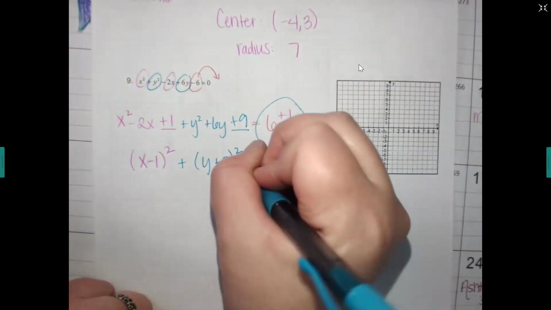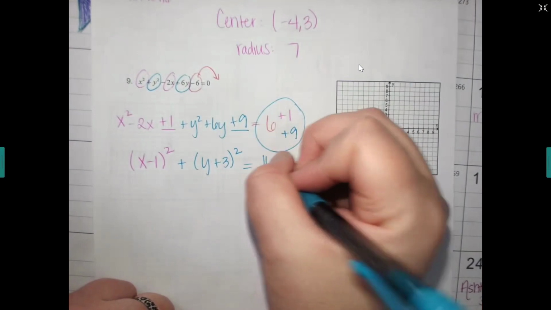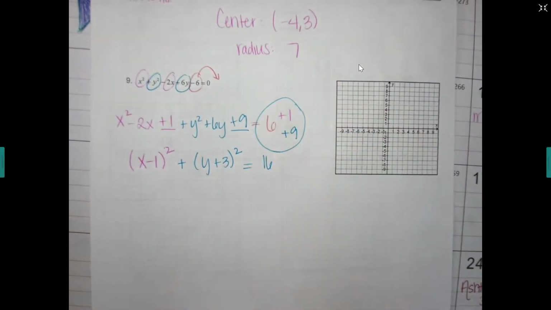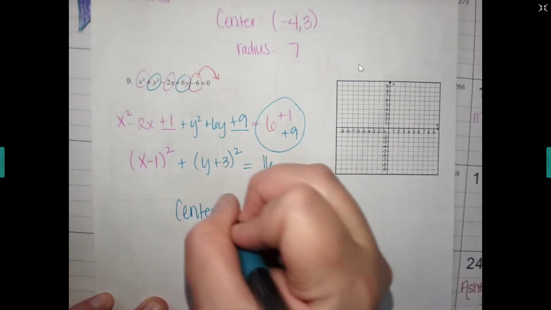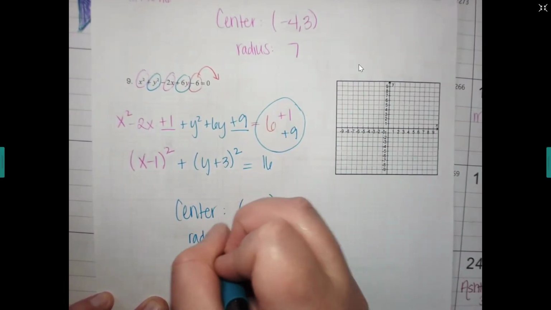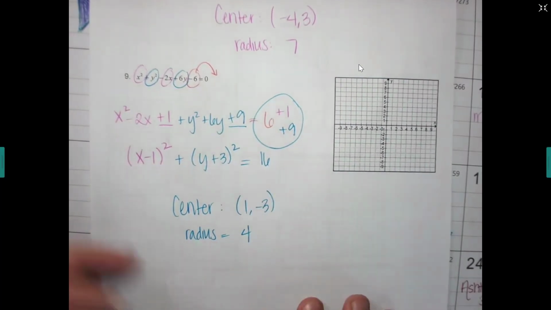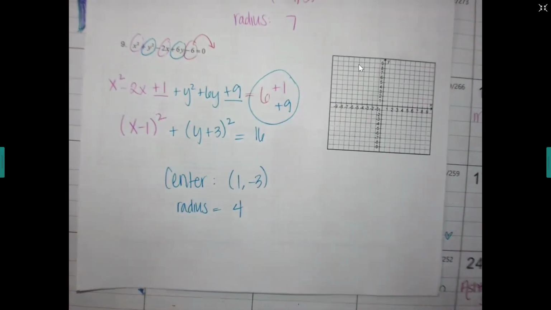Then from there, you're adding these 3 guys up to see what your R squared is. What will that come out to be? 16. Because the 1 and the 9 will give you the 10 plus 6 more. Then from there, identify your center and your radius. What would it be? 1, -3. And your radius would be... Okay, and then obviously graph it if you can, if you want to. Okay.